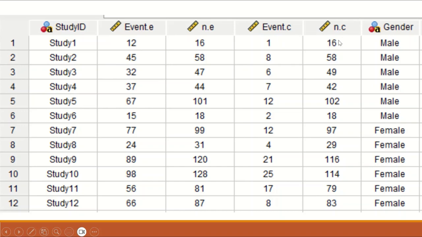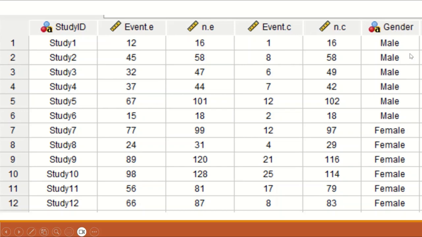So each study had sectioned the participants into either an experimental group or a control group, and the success or the happening of the event occurring in the experimental group is recorded, and the event occurring in the control group is also recorded. And if you look here, there is another variable, which is gender. So there are six studies that had only recruited males, and another six studies that had only recruited females. So a subgroup meta-analysis can be performed based on the factor of gender.